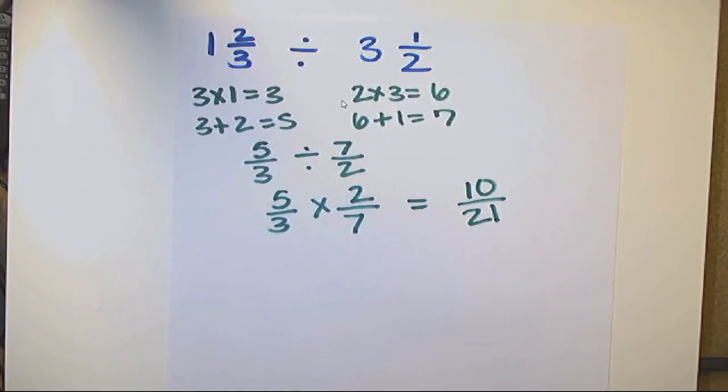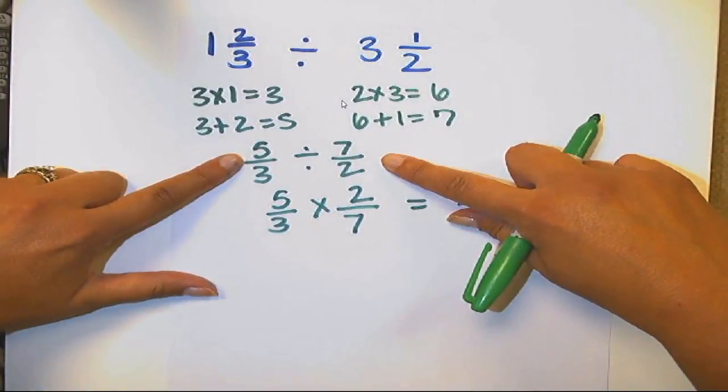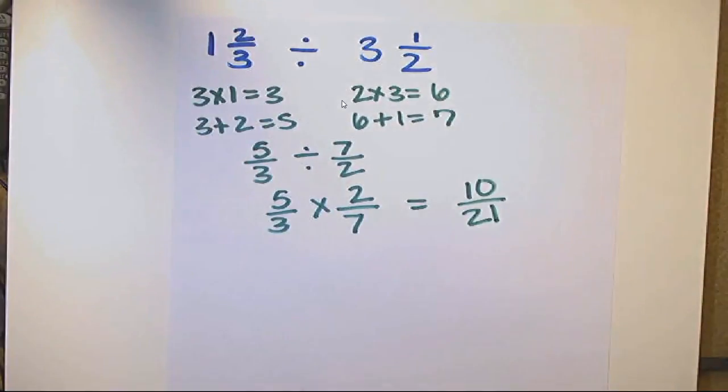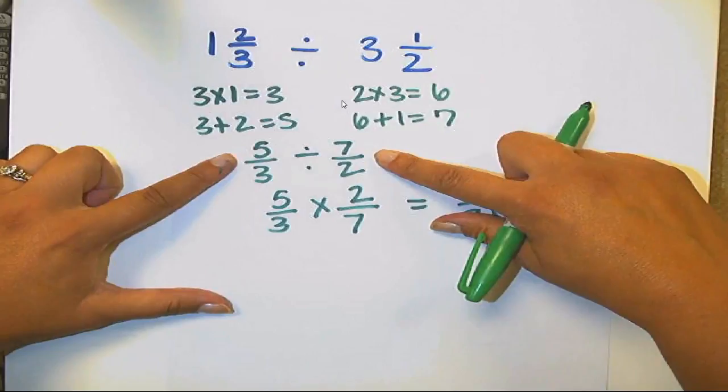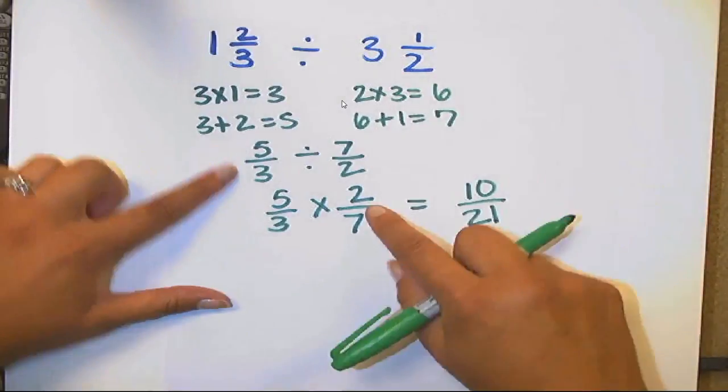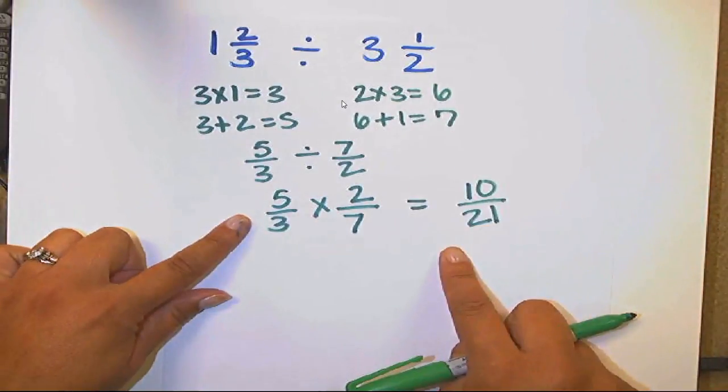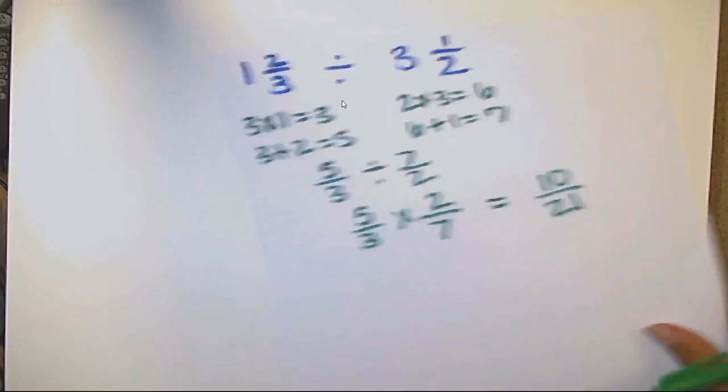So once we get rid of those whole numbers and we end up with just our two simple fractions, then we're going to do just like we did previously. We're going to take that second fraction, we're going to flip it, and then we're going to multiply across. Okay? So let's practice another one.